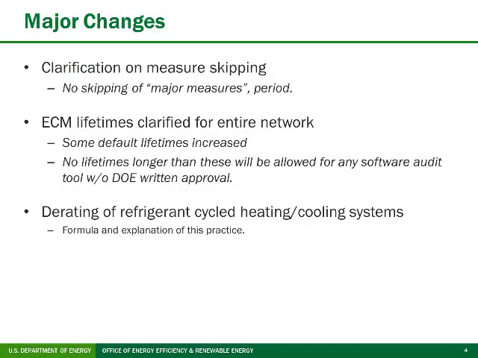Continuing with major changes that you'll notice in this WPN, there's a clarification on measure skipping. Essentially, we're not going to be allowed to skip major measures in the future. This we'll discuss a little bit more in a moment. Also, energy conservation measure lifetimes have been clarified. There was some variability in lifetimes throughout the network, so this WPN solidifies those and extends a few of those. Also, there is the addition of a derating formula for refrigerant cycled heating cooling systems, which we will discuss in a bit more detail in just a moment.